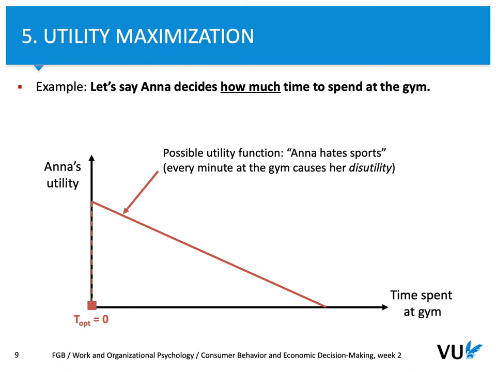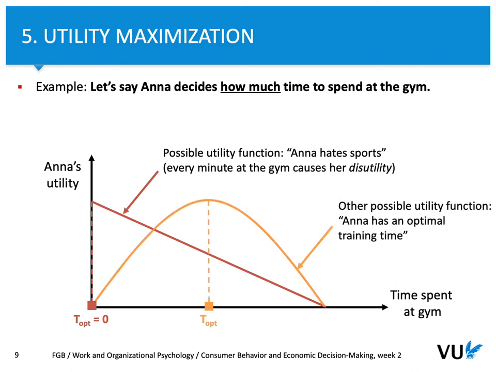On the other hand, we can consider another possibility. Let's say that Anna likes sports, but there is an optimal time for her to be at the gym. In this case, this graph indicates optimal time. As you see, it's a normal distribution. Let's say in the first minute she doesn't like it so much, but then utility increases up to a specific optimum. And then if she spends too much time there, it can lead to fatigue and also can be related to lower utility.